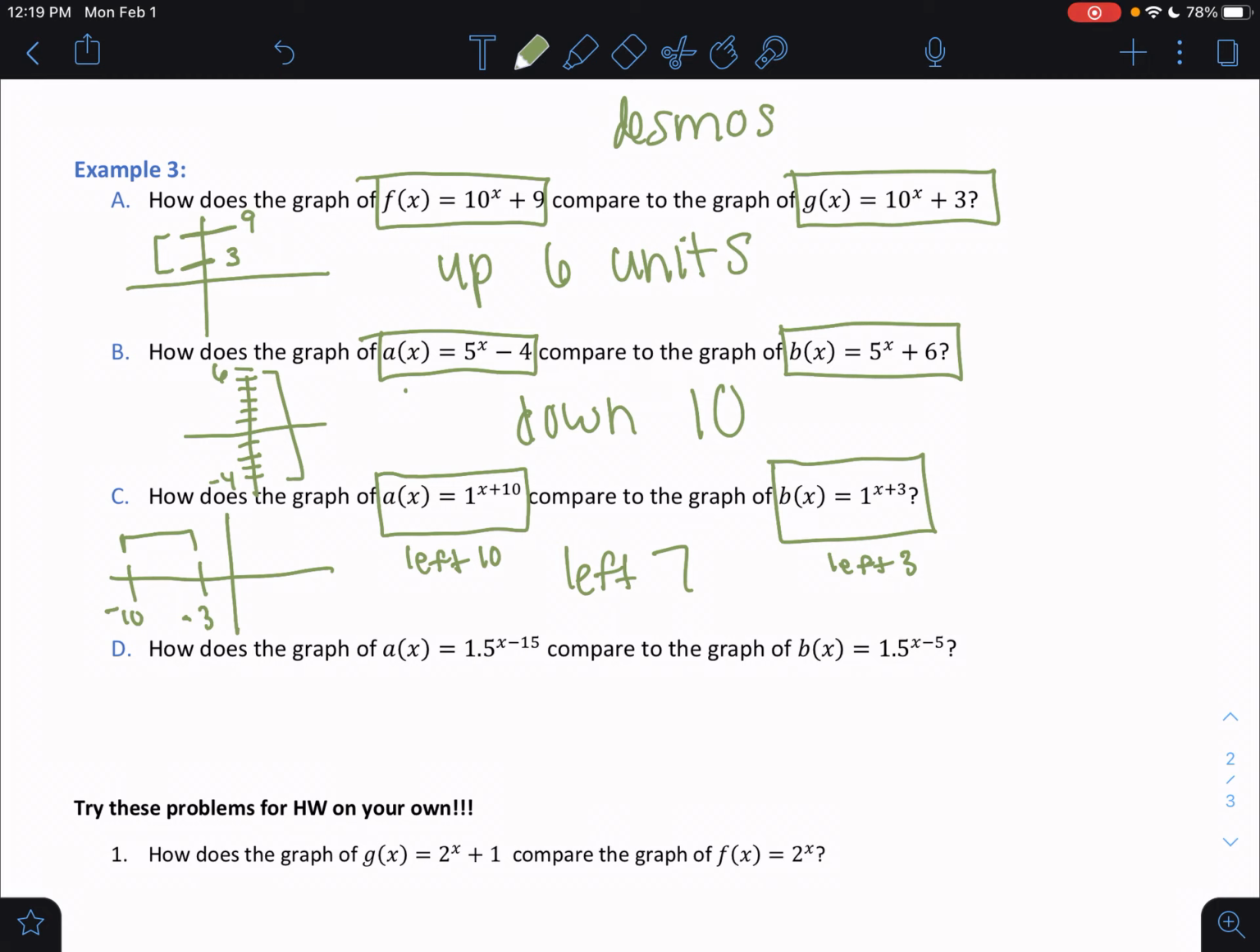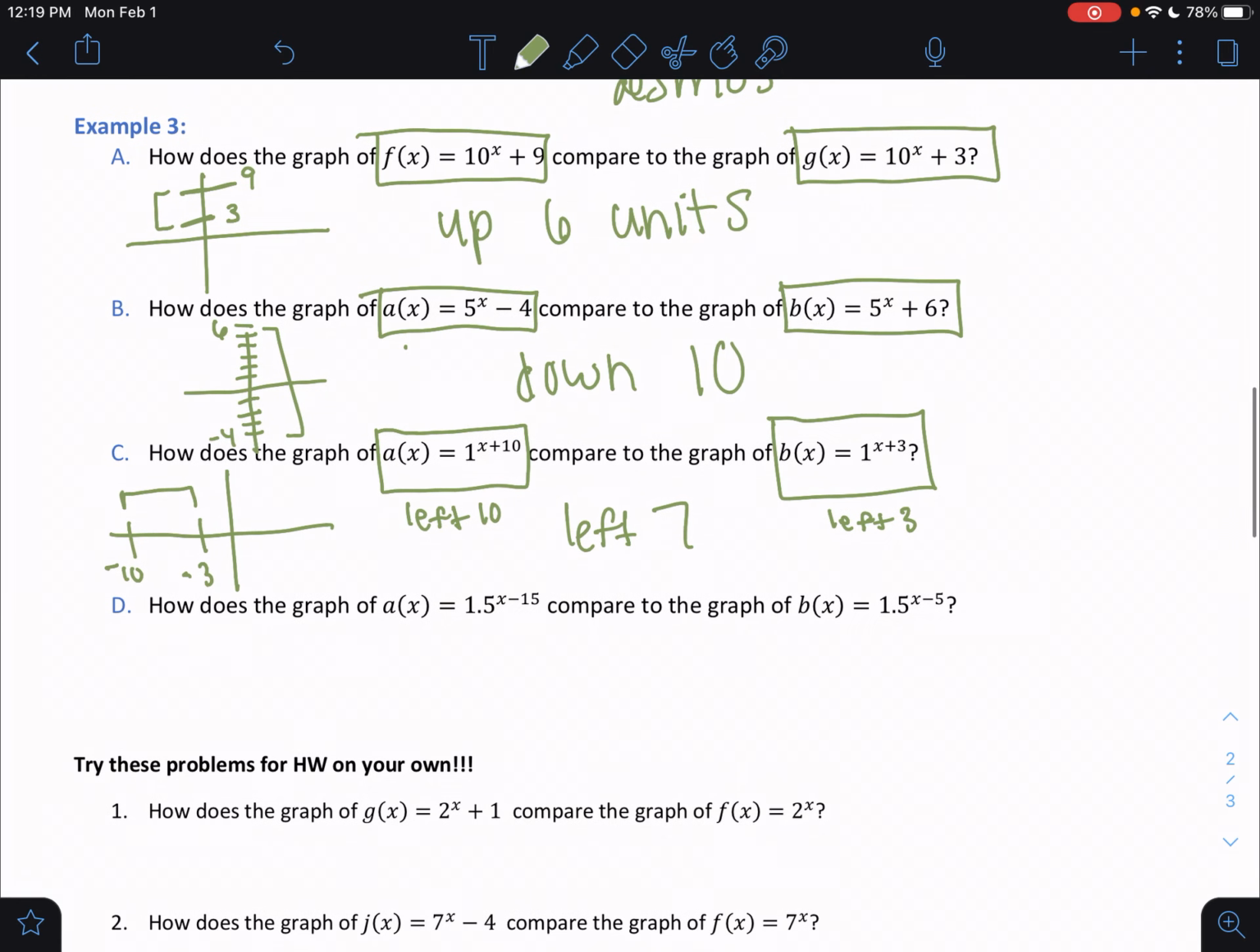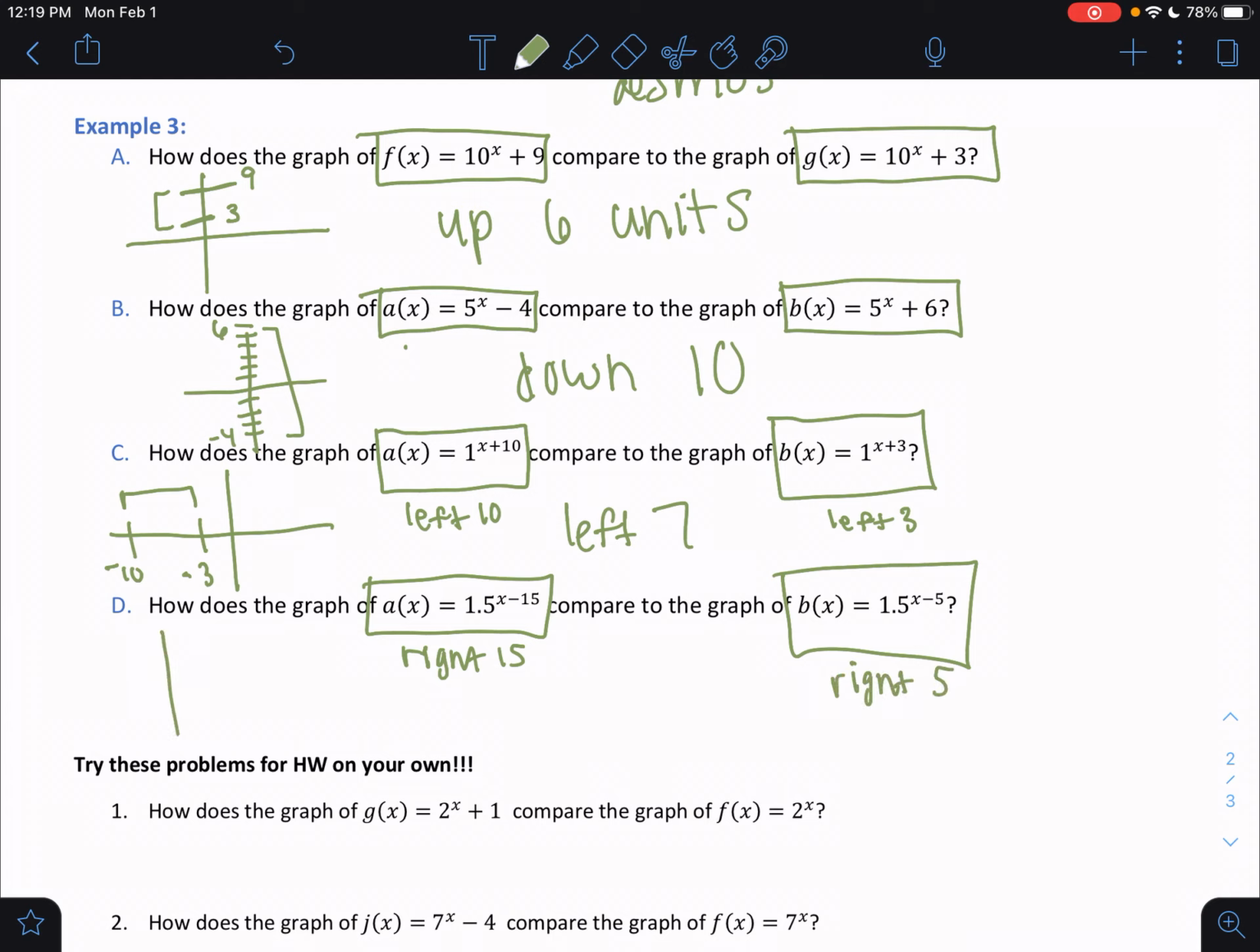Okay, we have one more to try together. So here we went right 15, and on this one we went to the right 5. So I'm going to do a little sketch here. To the right 5 and to the right 15, and I want to see what's my difference here. How many spaces did I go? 10. I went right 10 spaces.